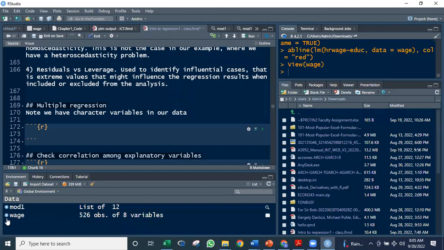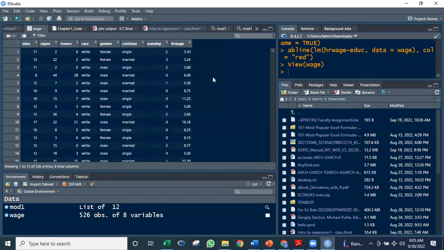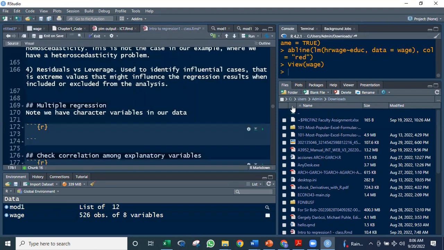All right, let's first take a look at our wage data set again. So this is our wage data set. Now, what we started with was a simple linear regression because we were regressing hourly wage on education. Now what we're going to do is a multiple linear regression where we use all the variables to regress hourly wage on. So hourly wage will be regressed on education, experience, tenure, and even race, gender, and civil status. Okay, so it's very important to understand that we can do linear regression using character variables. So let's try first.